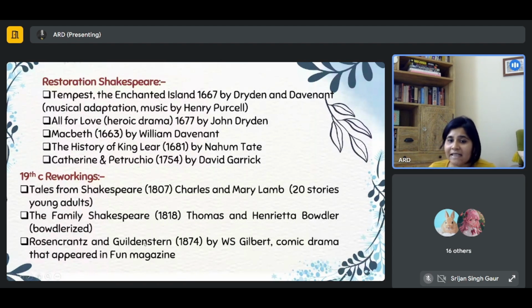And Rosencrantz and Guildenstern Are Dead is by Tom Stoppard. But Rosencrantz and Guildenstern is by W.S. Gilbert. W.S. Gilbert is also important. He was a librettist. He has done operatic reworking of which work of Charles Dickens? Great Expectations. He has made operatic reworkings. He was an opera conductor. He was also a playwright. He also used to write screenplays. So Rosencrantz and Guildenstern, that appeared in Film magazine.